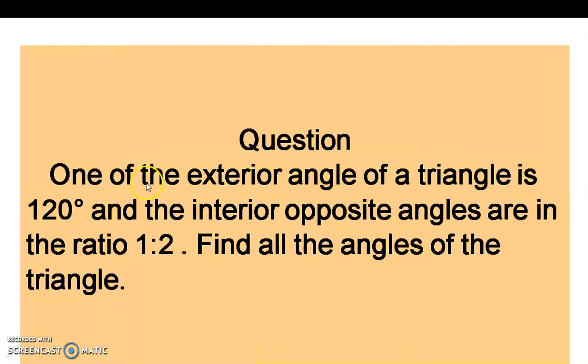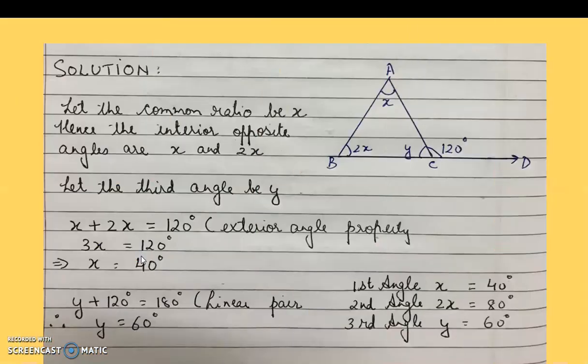The next question: one of the exterior angles of a triangle is 120 degrees and the interior opposite angles are in the ratio 1:2. Find all the angles of the triangle. So in this question, the ratio is given. For this, we'll follow the following method. Let the common ratio be x. Now I have taken the ratio to be x, but the angles were in the ratio 1:2. So multiplying by x, we'll get one angle to be x and the other angle 2 into x, 2x.